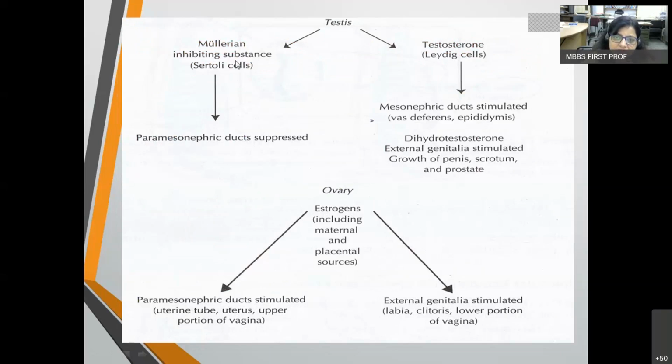This is again showing you that the testis secretes the Müllerian inhibiting substance, and the paramesonephric ducts are suppressed in case of males. And this leads to the development of mesonephric ducts, which ultimately form the vas deferens and epididymis along with the rete testis and ductules. Whereas in the case of ovary, it is the estrogens leading to the development of paramesonephric ducts, and these are responsible for the formation of uterine tube, that is the fallopian tube, uterus, and upper portion of vagina.